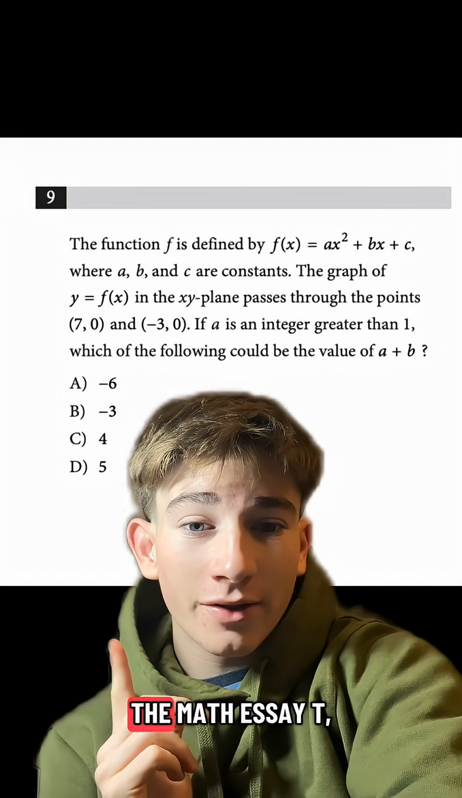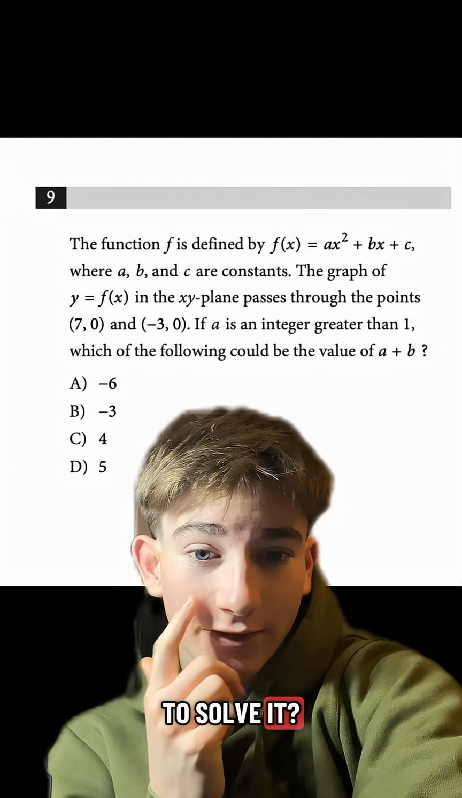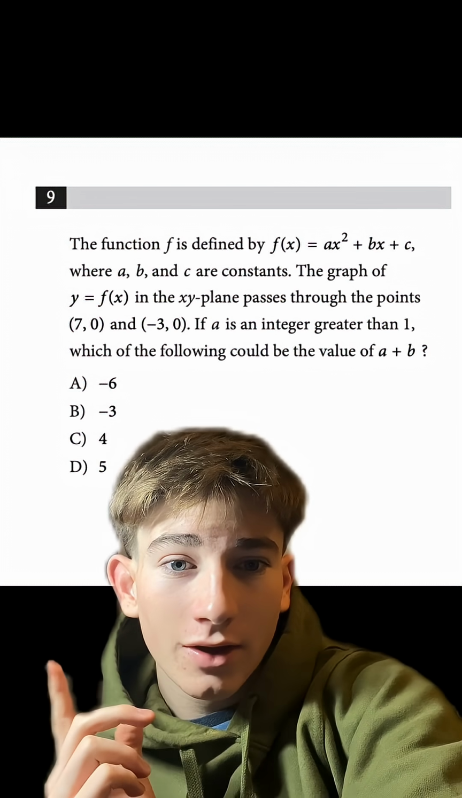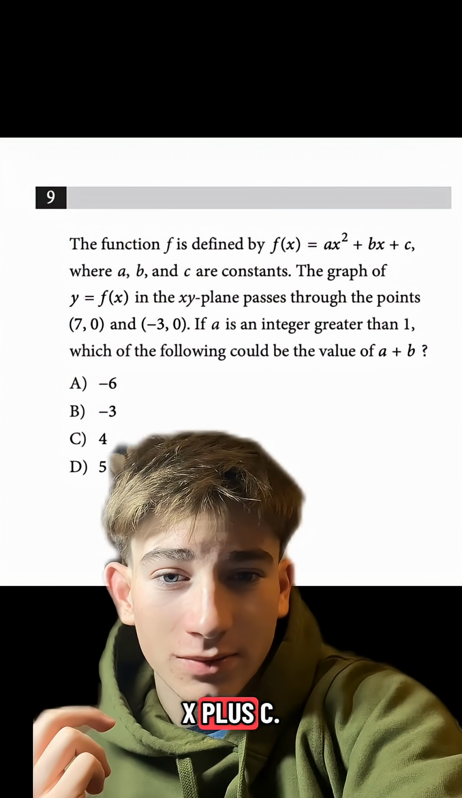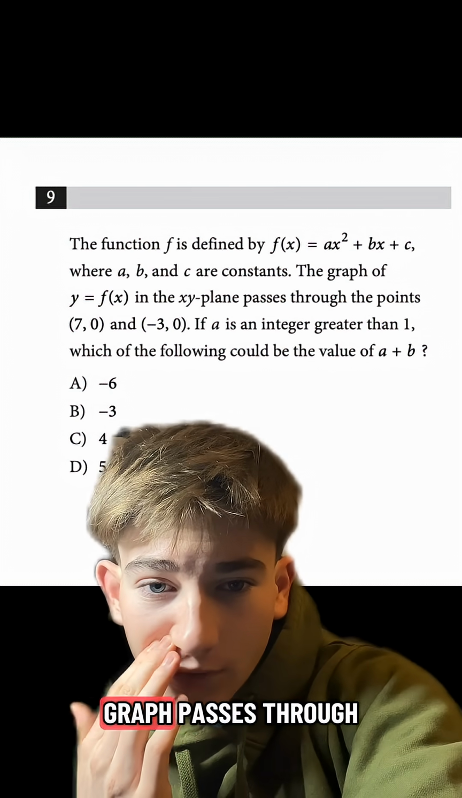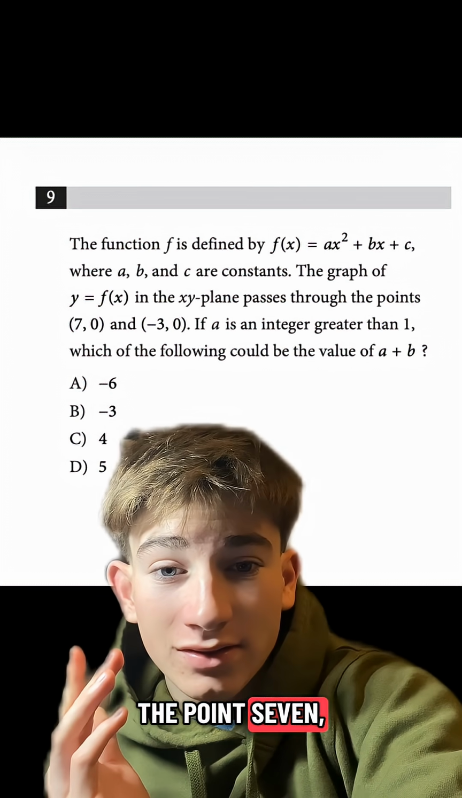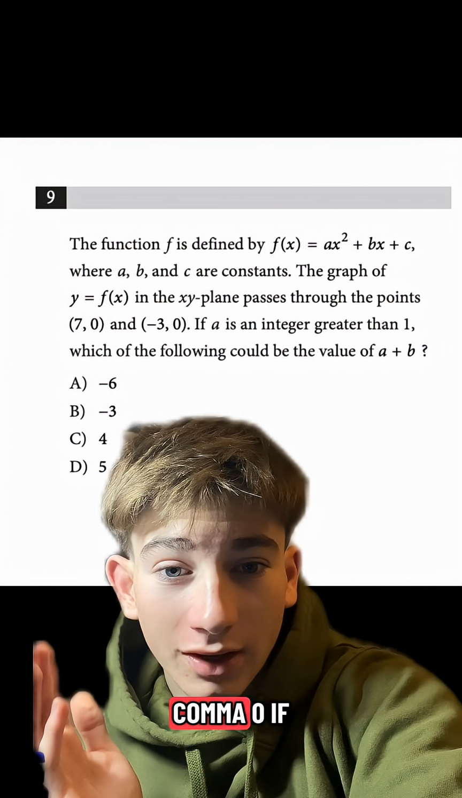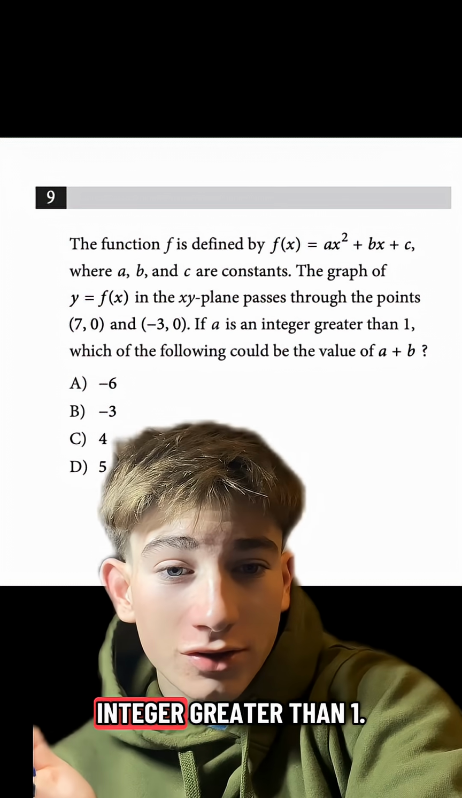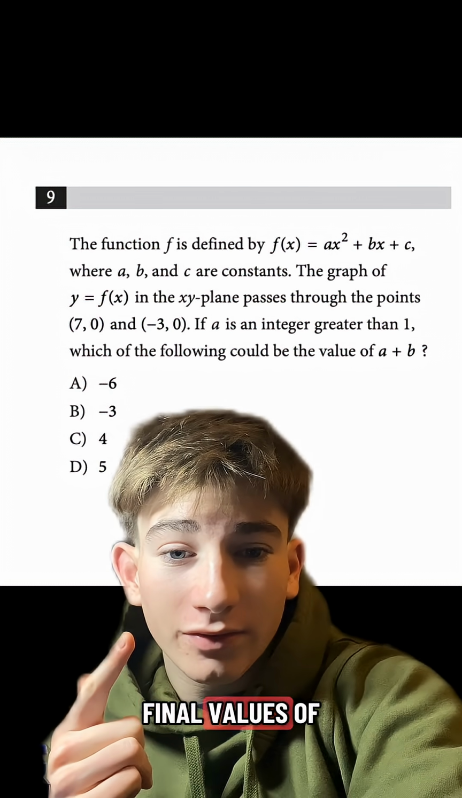If you saw this question on the math SAT, how long would it take you to solve it? We have this function f of x, which is a parabola ax squared plus bx plus c, and the graph passes through the points (7, 0) and (-3, 0). If a is an integer greater than 1, which of the following would be values of a plus b?